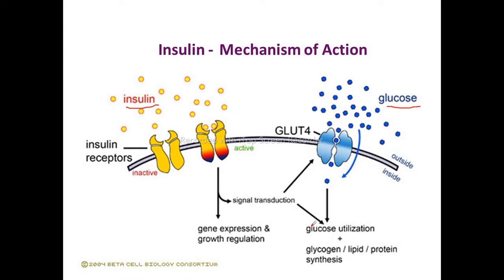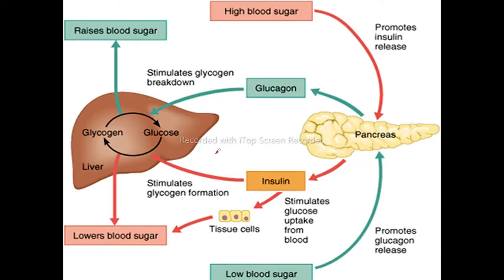Apart from that, excess glucose is converted into glycogen, which is stored within the liver as well as within the muscles. Now, we talked about the other hormone which is produced within the pancreas. This is glucagon. Glucagon is produced by the alpha cells. The alpha cells are sensitive to hypoglycemia.